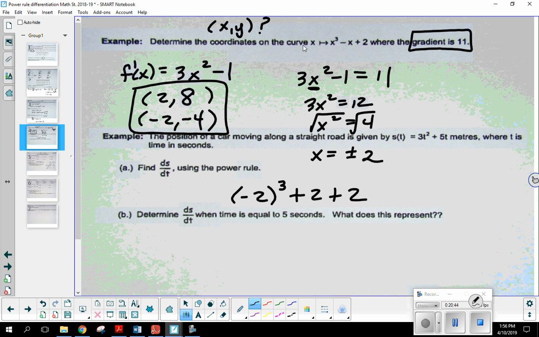How many people got both of them? Okay. How many people did it right? We just forgot the plus minus. You still got that 1. That's good. That's real good.